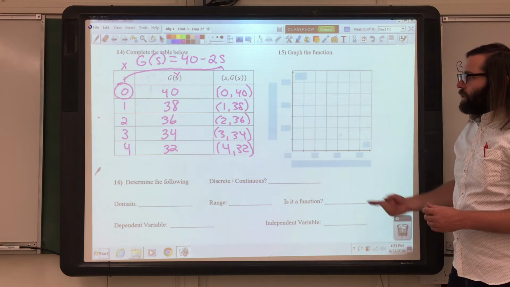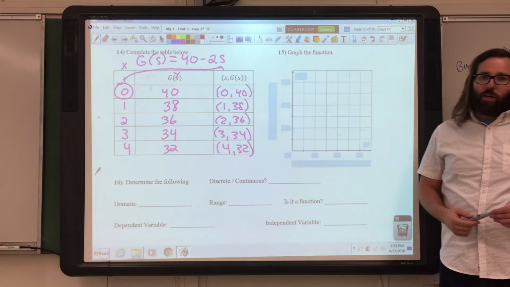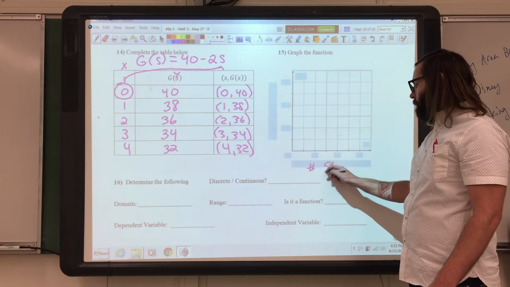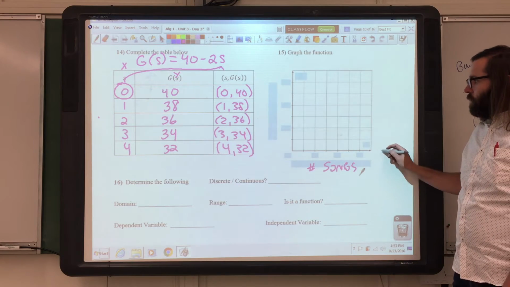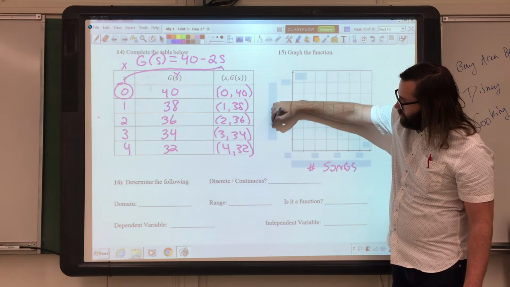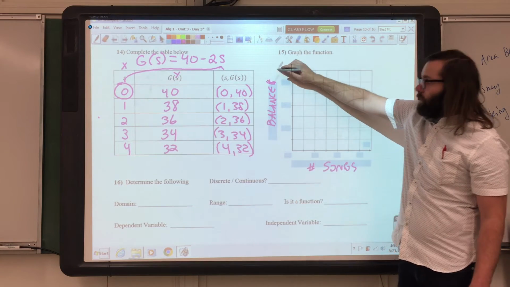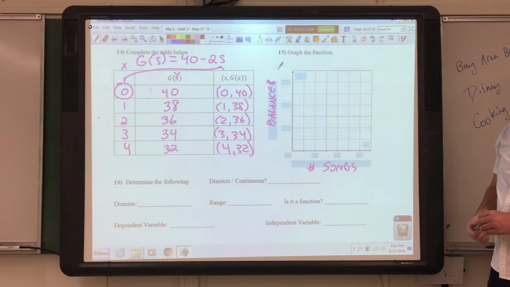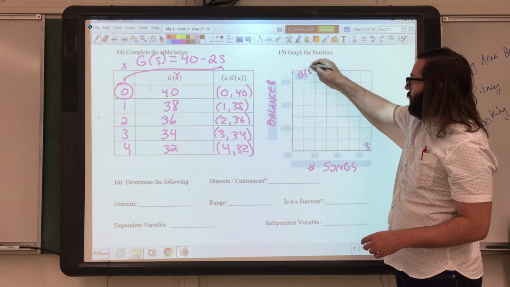For your graph, your independent variable is going to be the number of songs. You can change how many songs you download. And your dependent variable, your gift card balance, depends on how many songs you download. So it balances in money. We know that this is S, this is G of S.